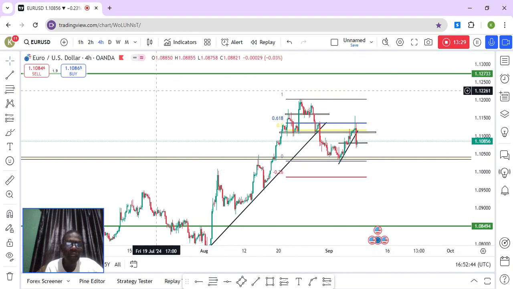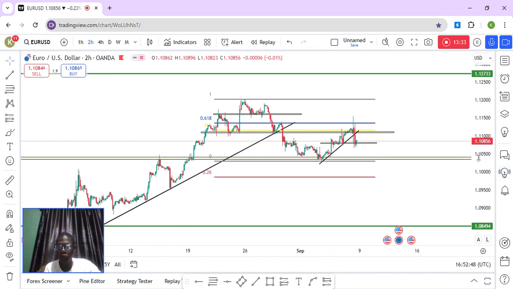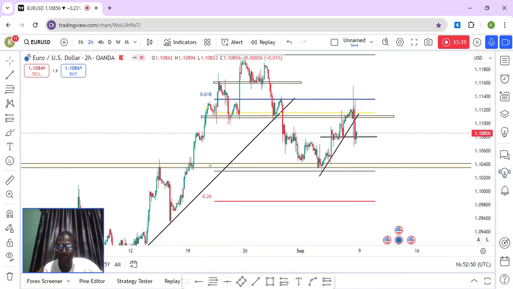So we are just going to go over to the 2 hours time frame to see what's going on and how we can enter. So this is the Fibonacci level, which is about to play out right now.